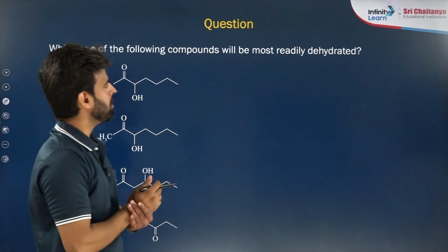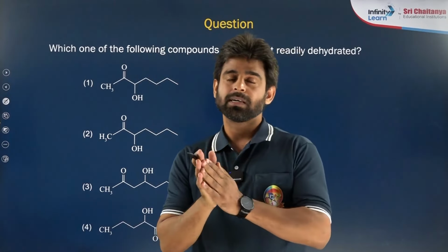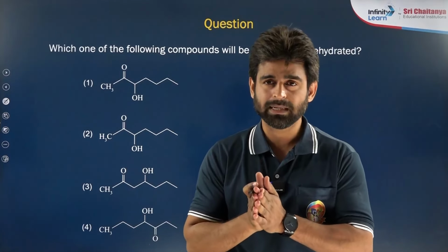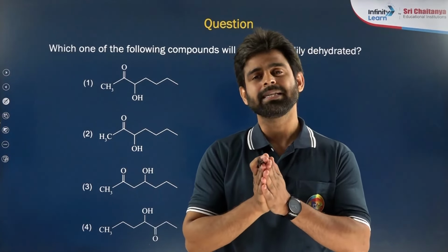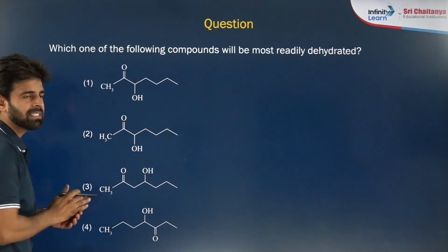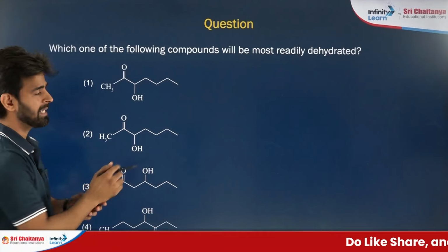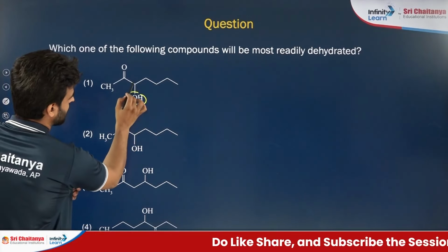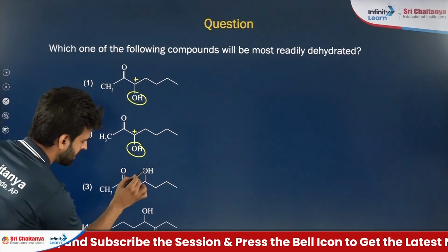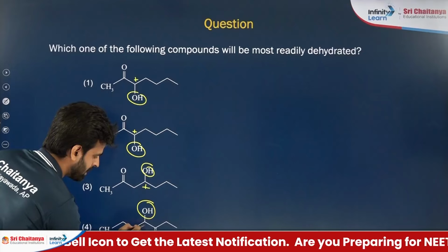Next one is: which one of the following compounds will be most readily dehydrated? So those alcohols which will make a more stable carbocation will be readily dehydrated, right? So we will remove the OH part and we will see which will make the most stable carbocation. If I remove OH from here, I'll get positive, right? If I remove OH from here, I'll get positive here, carbocation. OH from here, positive I'll get. If I remove OH from here, positive.